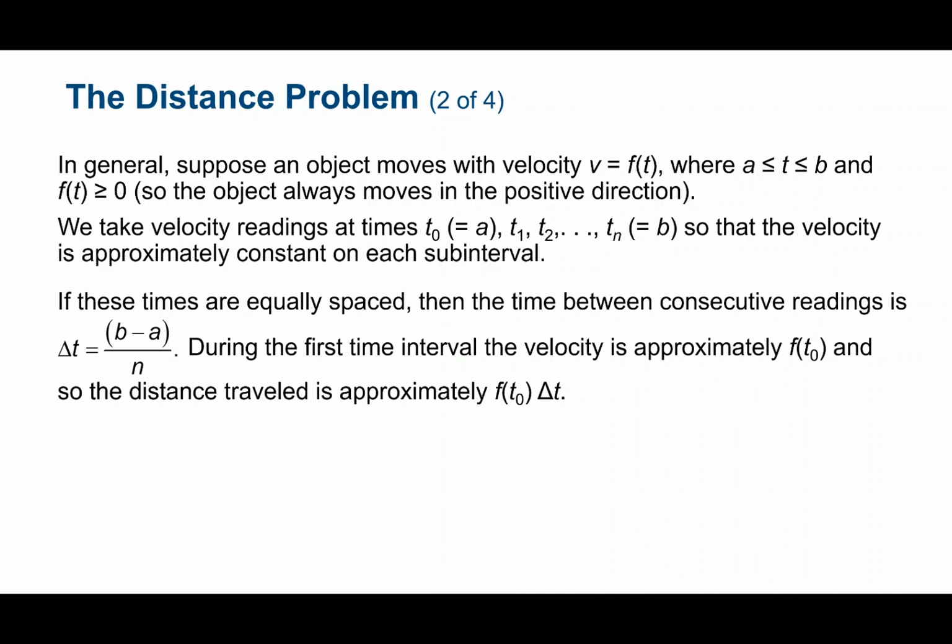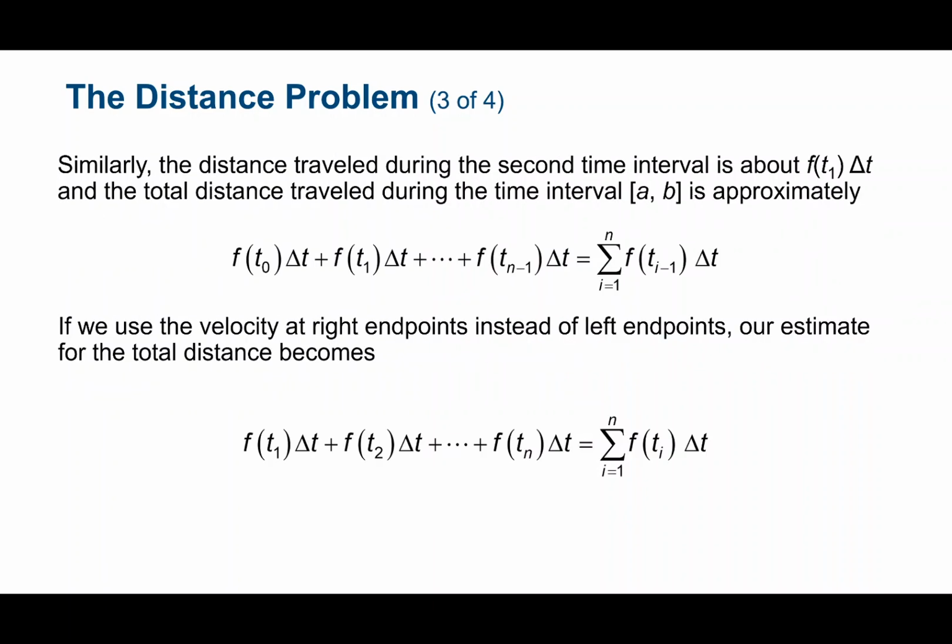Then we take our velocity reading at each time. We can split our intervals up into n equal pieces again. This time we'll just call it delta t instead of delta x. So to get the distance traveled for each interval, it's just f of time whatever times delta t, how wide of a time interval we had there. And it shakes out the same way as before.